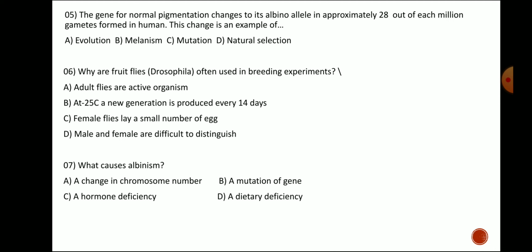Now the next question is, what causes albinism? The options are A, change in chromosome number, B, mutation of gene, C, hormonal deficiency, and D, dietary deficiency. So the correct answer is B, that means mutation of gene. So albinism is caused due to mutation of gene.